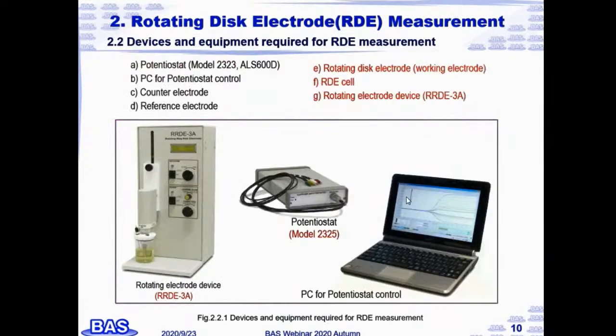Devices and equipment required for RDE measurement are shown here. A to D are also used in popular EC measurement. E, F, G are specially needed for RDE measurement.